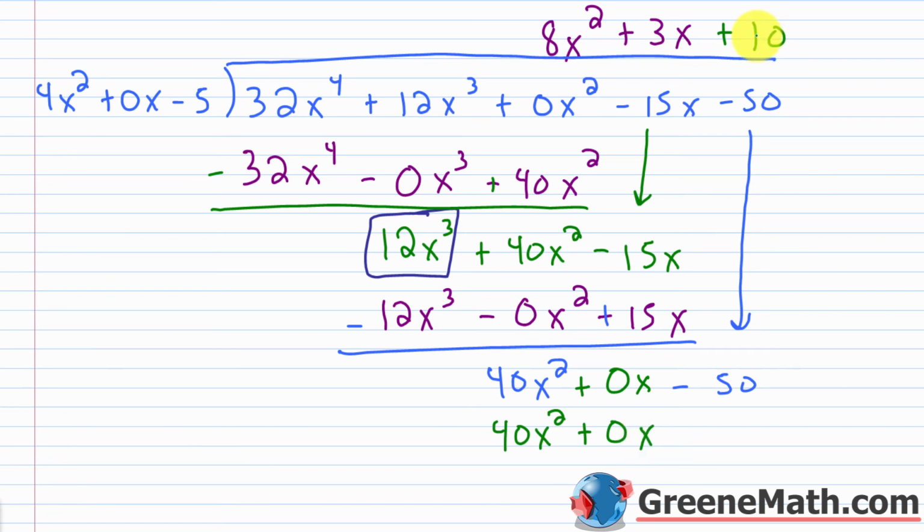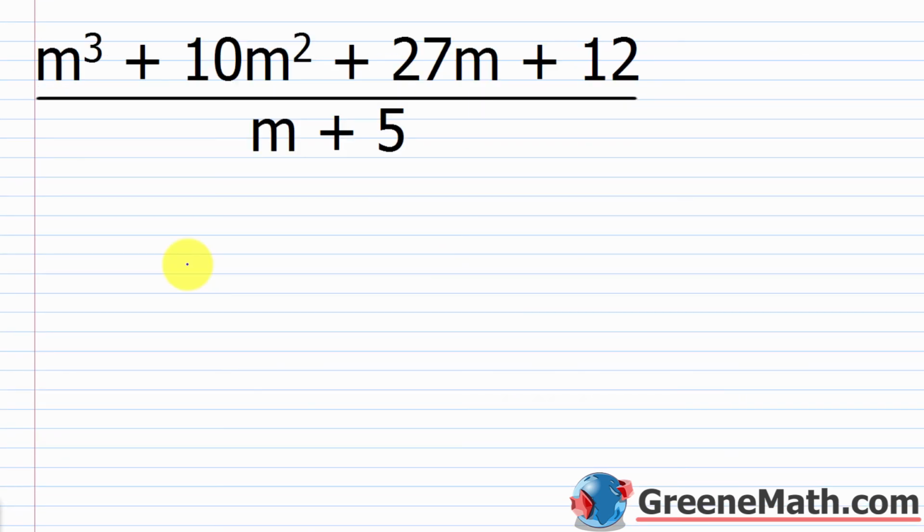Then lastly, I could do 10 times negative 5. That's negative 50. And you can see that this is going to result in 0. Right? So if I change the sign of everything, make this negative, and this positive, 40x squared minus 40x squared is 0. 0x minus 0x is 0. Negative 50 plus 50 is 0. So there's no remainder here. We end up with 8x squared plus 3x plus 10. All right, let's just wrap up the lesson now and look at one with a remainder.